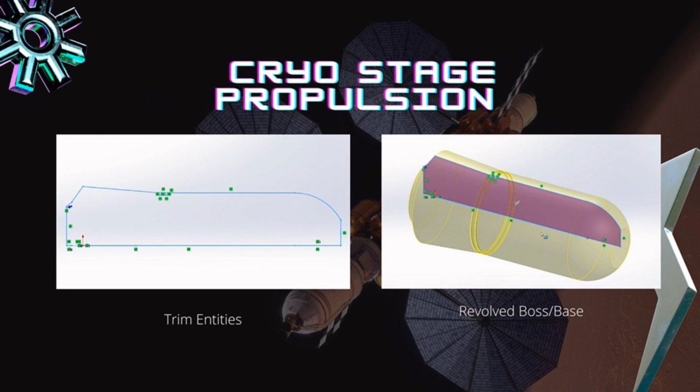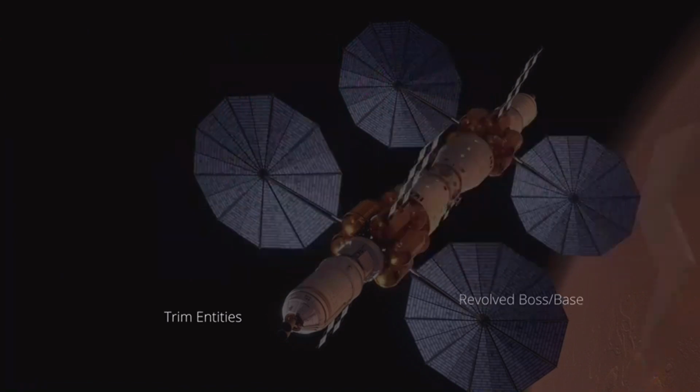Then we get the shape we want. We use trim entities to cut out all the unwanted lines again. Then revolve around the bottom straight line for 360 degrees.